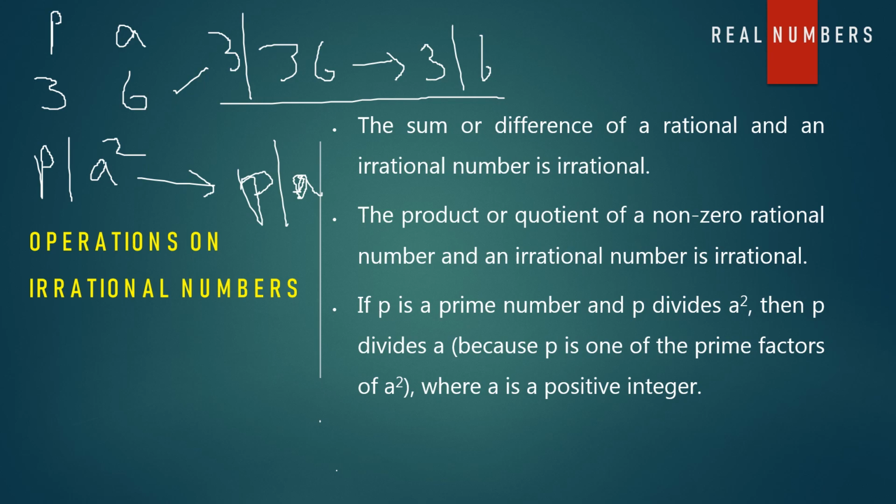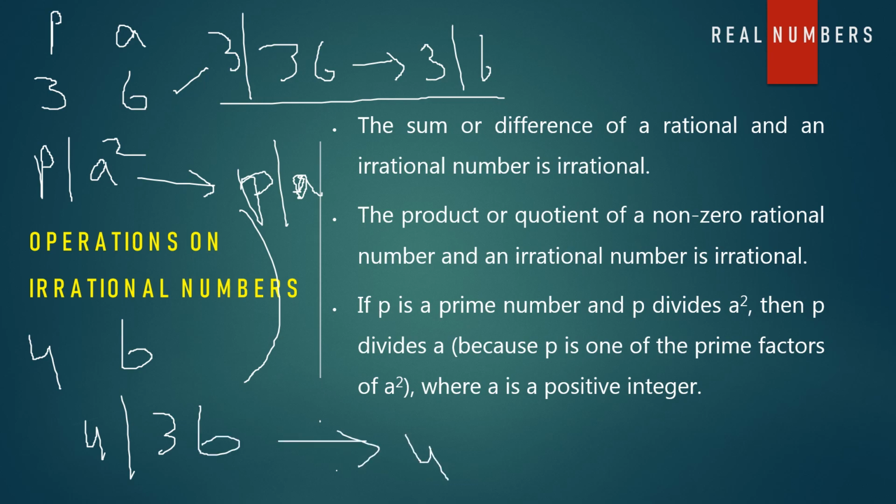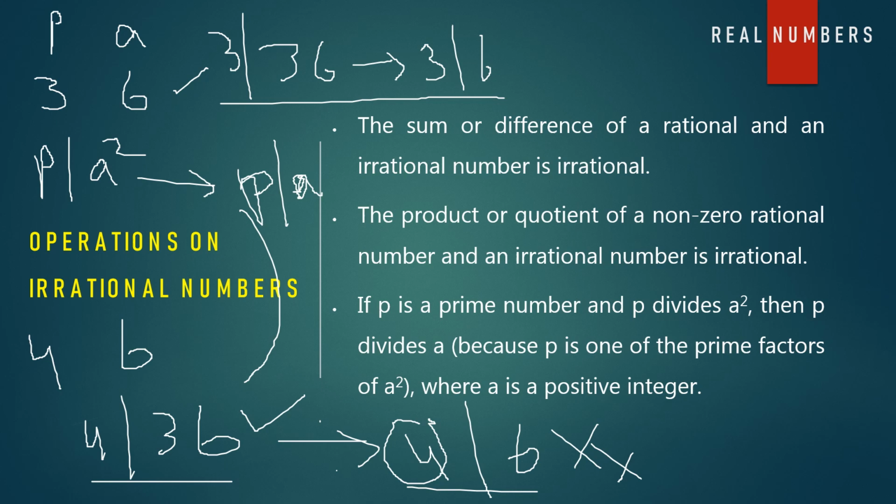Let's take the same statement with some other number which is not prime now. Let me take P as 4 and A as 6 only. You have to write this equation: 4 divides 36 implies 4 divides 6. This is wrong because 4 divides 36 is right only, but 4 divides 6 is wrong. It is not possible because 4 is not prime. Therefore, this formula is true when P is prime.